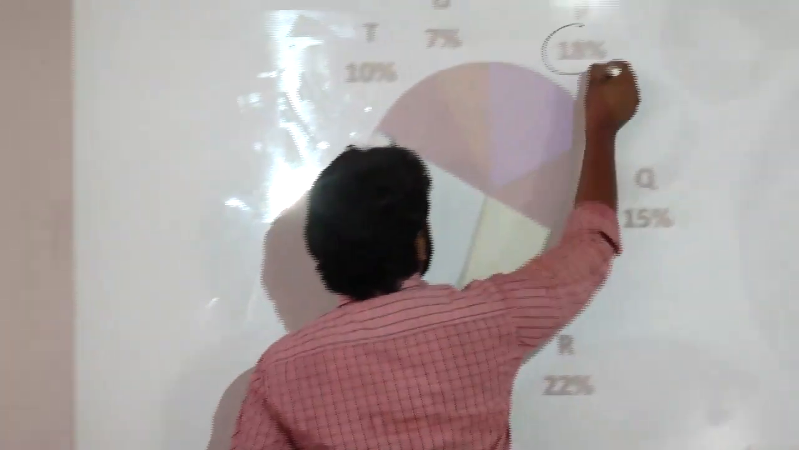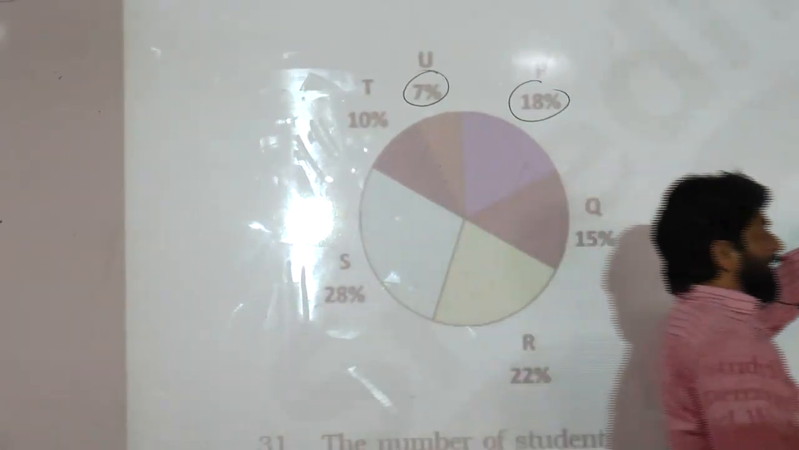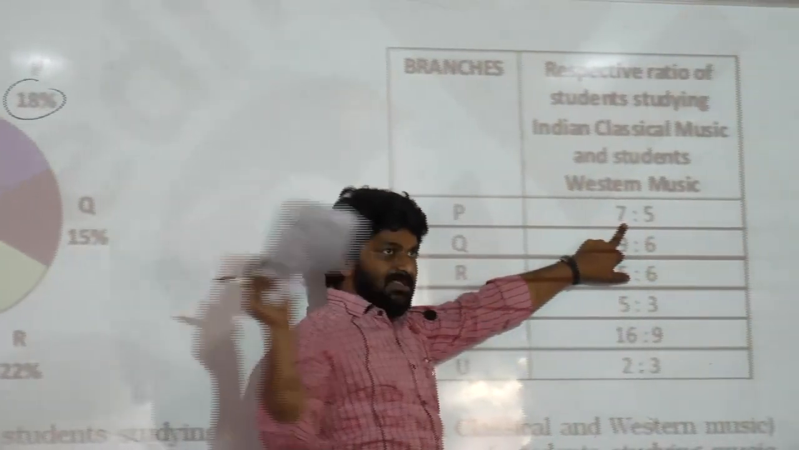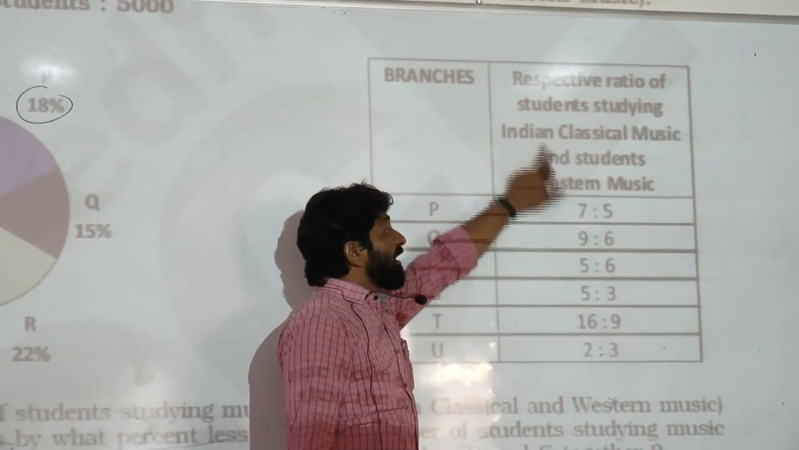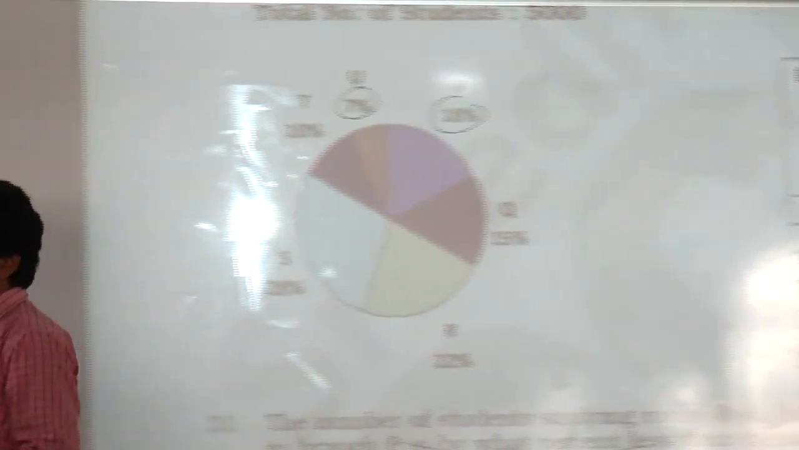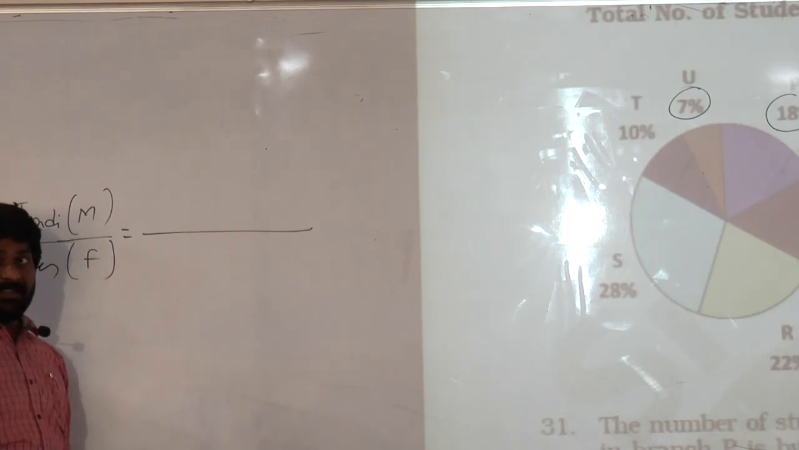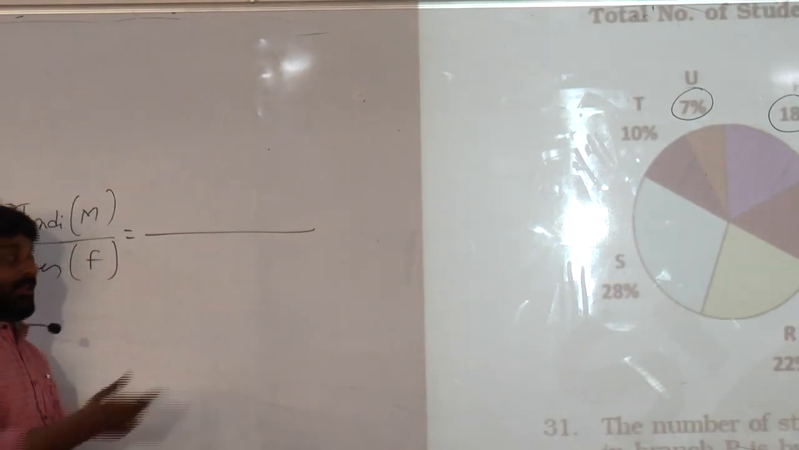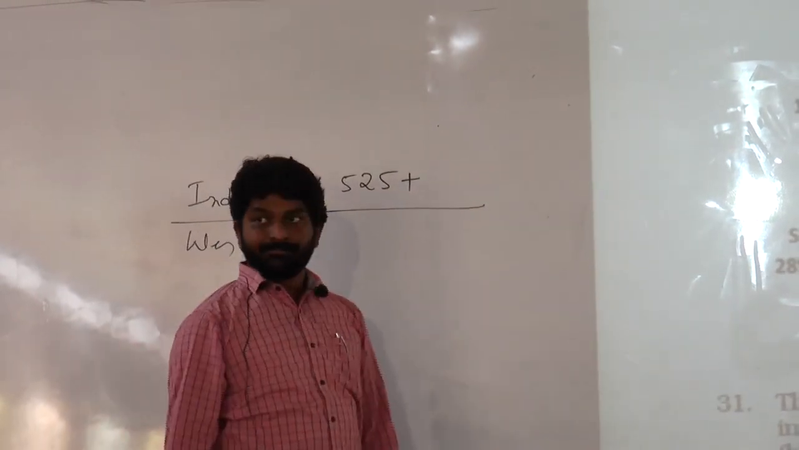Right, look at those branches P and U. Let's go for Indian classic versus Western. In P it is 12 parts, equal to 18%. One part is 1.5%. Male Indian classic are 7 parts, in the sense 7 into 1.5, which is 10.5%. What is 10%? 500. 1% is 50. Half percent is 25. Total that is 525. That is from P.